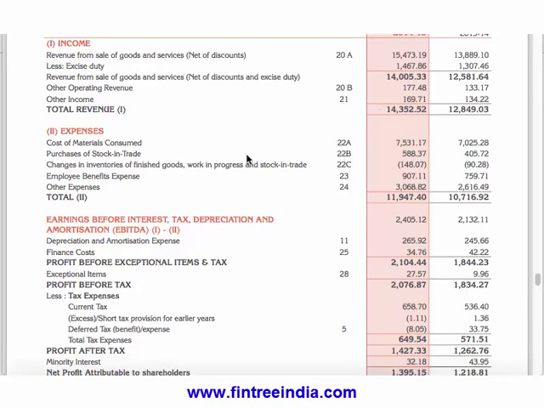Then expenses: cost of material consumed, purchases of stock in trade, changes in inventory of finished goods, work in progress and stock in trade. The typical strategy is that you can add up these three values and this will typically give you the cost of raw material. Cost of material consumed, purchase of stock in trade, changes in inventory of finished goods. So the total of these three numbers.